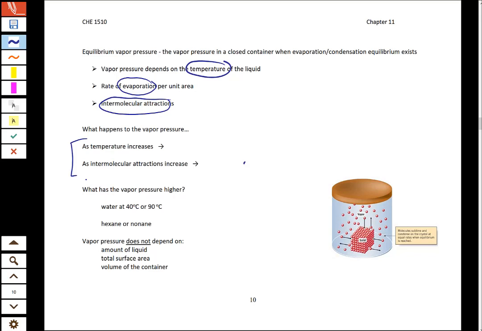As temperature increases, we're expecting to see an increase in vapor pressure. As intermolecular interactions increase, we're going to see a decrease in vapor pressure.